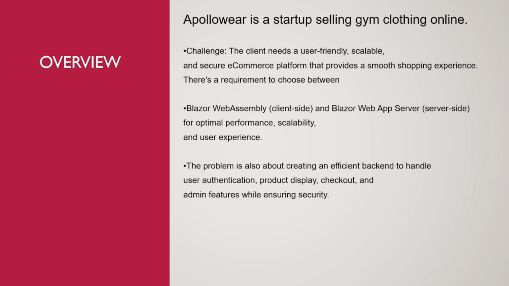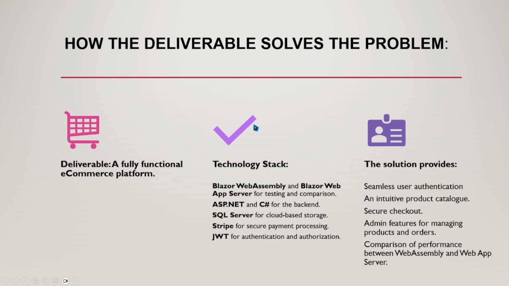We need to see which Blazor, WebAssembly or Web App Server, is best for its website in terms of performance, scalability, and user experience. And we need to consider an efficient backend for user authentication, product display, checkout, and admin features while ensuring security. How the deliverable solves the problem.